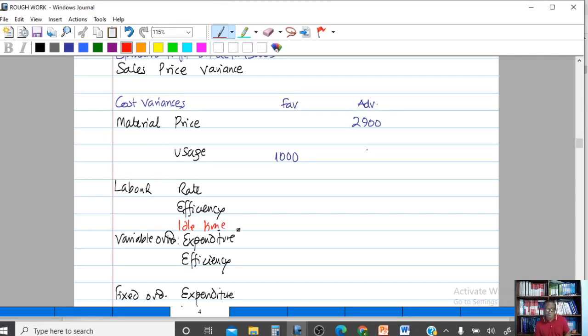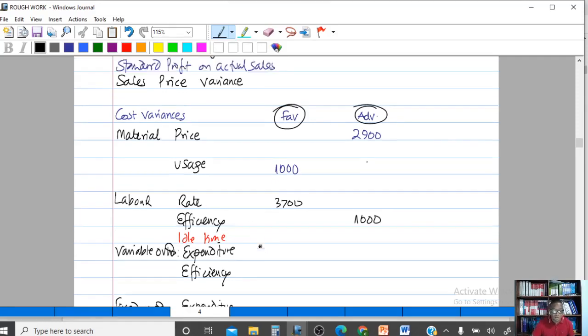So in this section, we could introduce the idle time variance if we need to. So that is what you have here. We had a rate of 3,700 favorable, efficiency of 1,000 adverse. You notice that I'm putting adverse where they are, favorable where they are. Now I could have split that into the variance, but that is not the original, and the idle time is not the original thing.